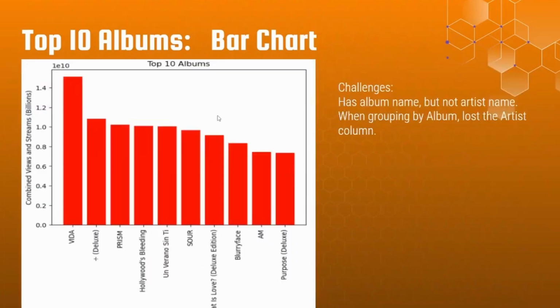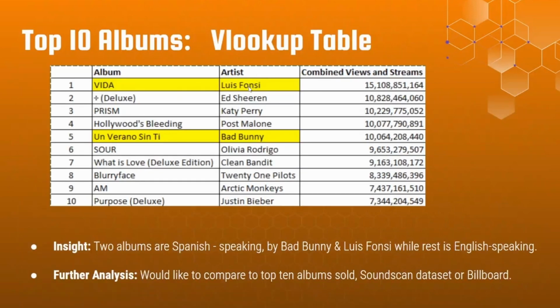But the challenge of the bar chart is that it has album name, but not the artist name. When grouping by album, we lost the artist column. So I made a VLOOKUP table, and you see the artists are next to the albums. Inside, two albums are Spanish speaking by Bad Bunny and Luis Fonsi, while the rest is English speaking. For further analysis, we would like to compare the top 10 albums sold, like a SoundScan dataset or Billboard dataset.